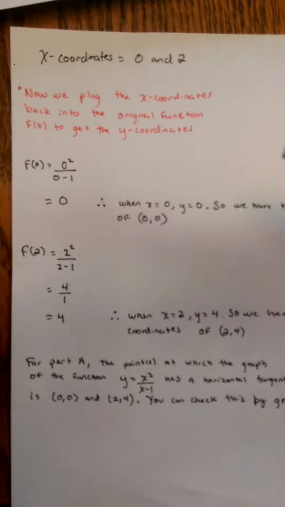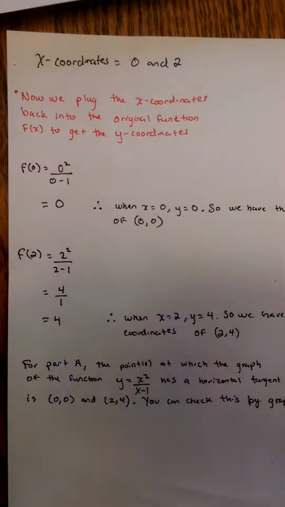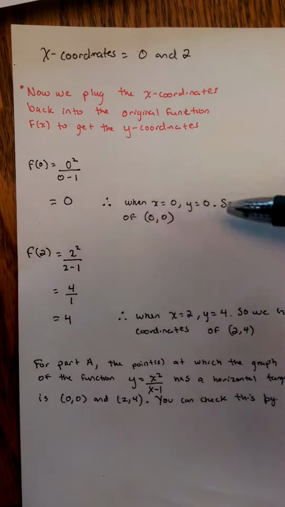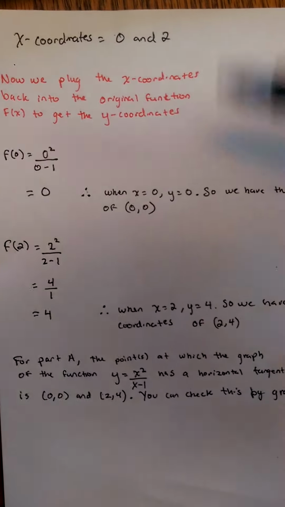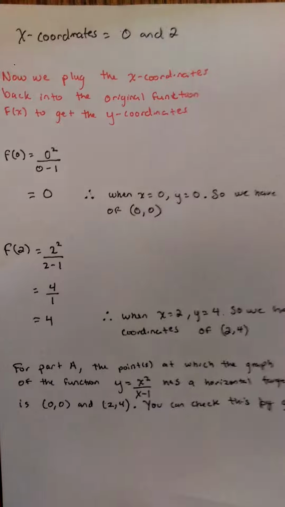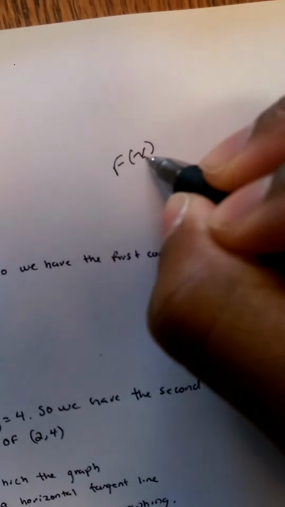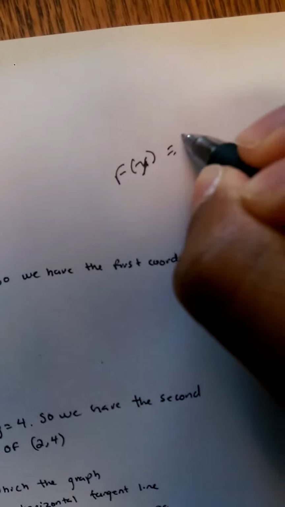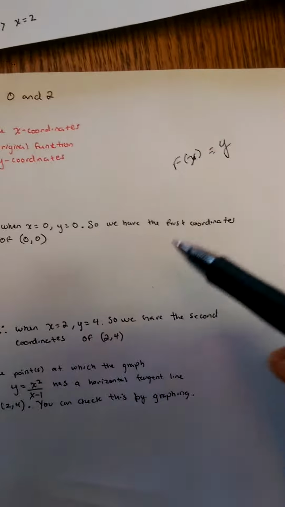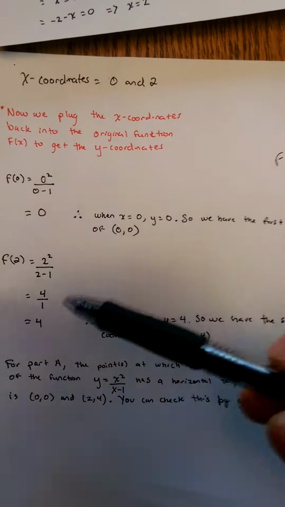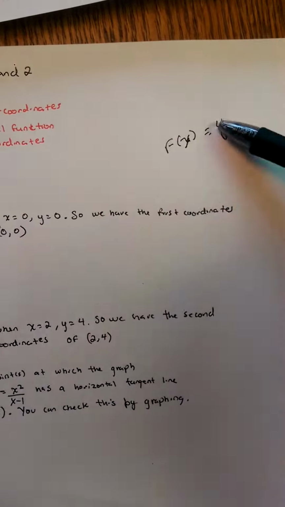So now we plug these x coordinates back into our original function to get our y coordinates. We do that because we know the original function is basically the same thing as y. So f of x is the same thing as y. That's why we don't plug our x coordinates into our derivative, because it's not the same as y, but f of x is the same as y.